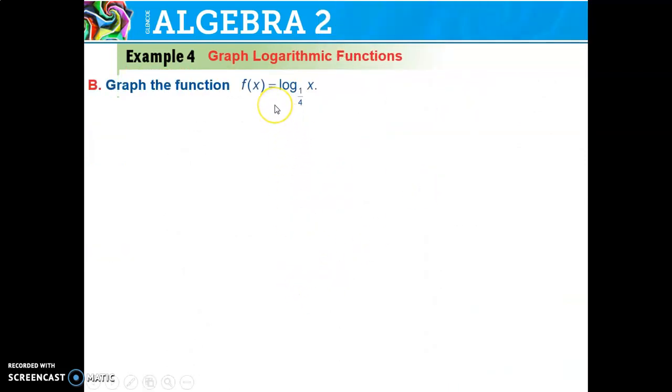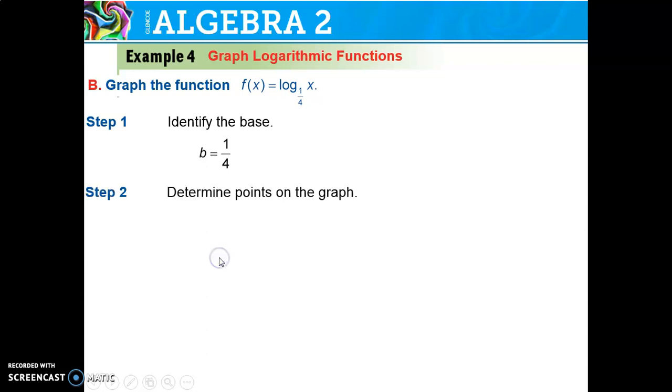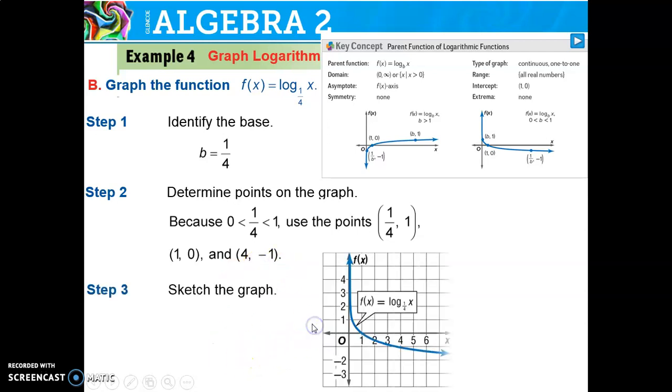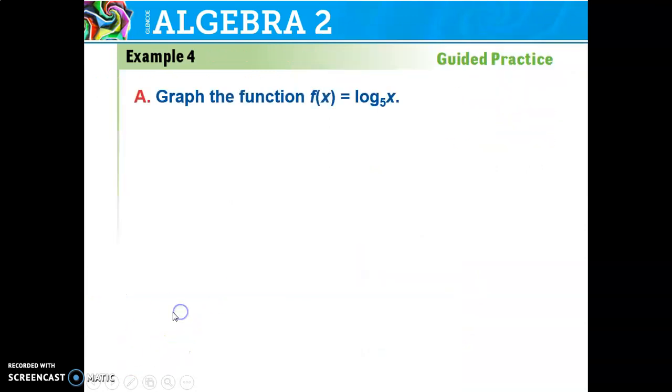Let's graph log base 1/4 of x. So what's the base? The base is 1/4. So again, there are 3 points on the graph. It's going to be (1/4, 1), following this one because 1/4 is between 0 and 1, then (1, 0), and (4, -1). And then you can sketch the graph and draw the shape with some help from the key concept.